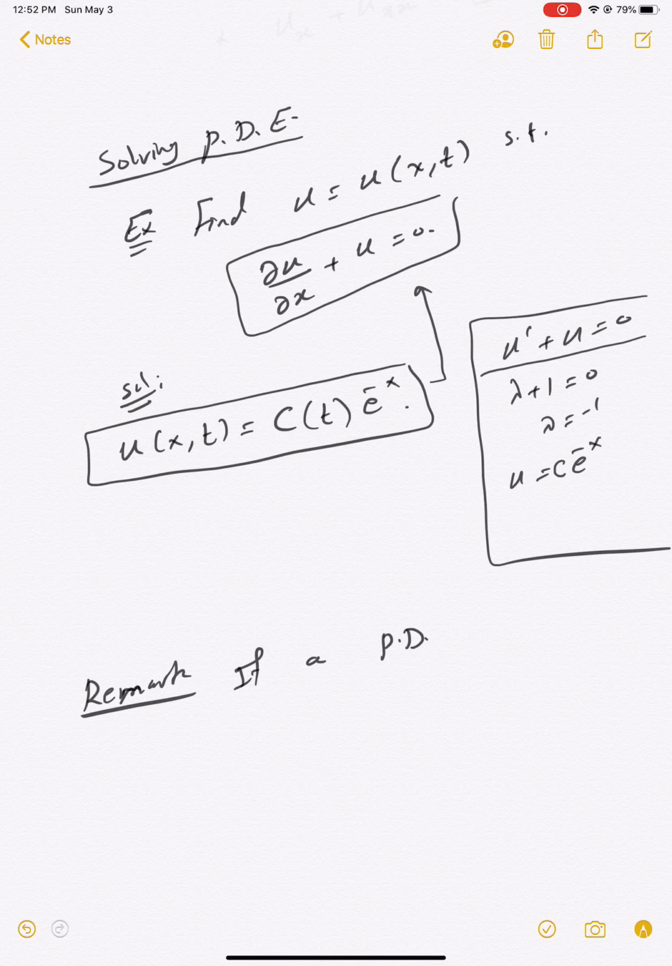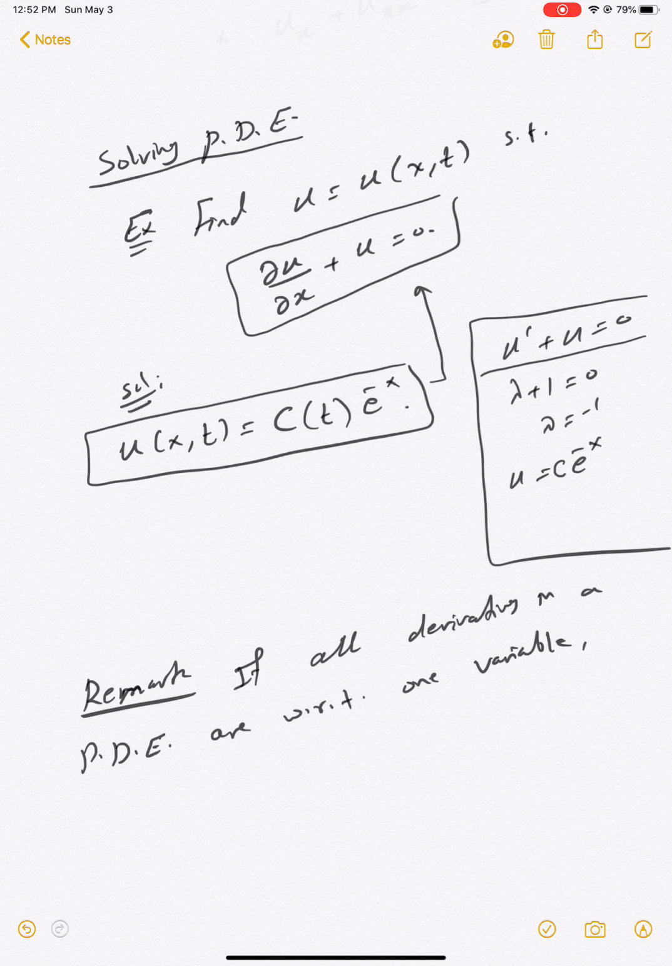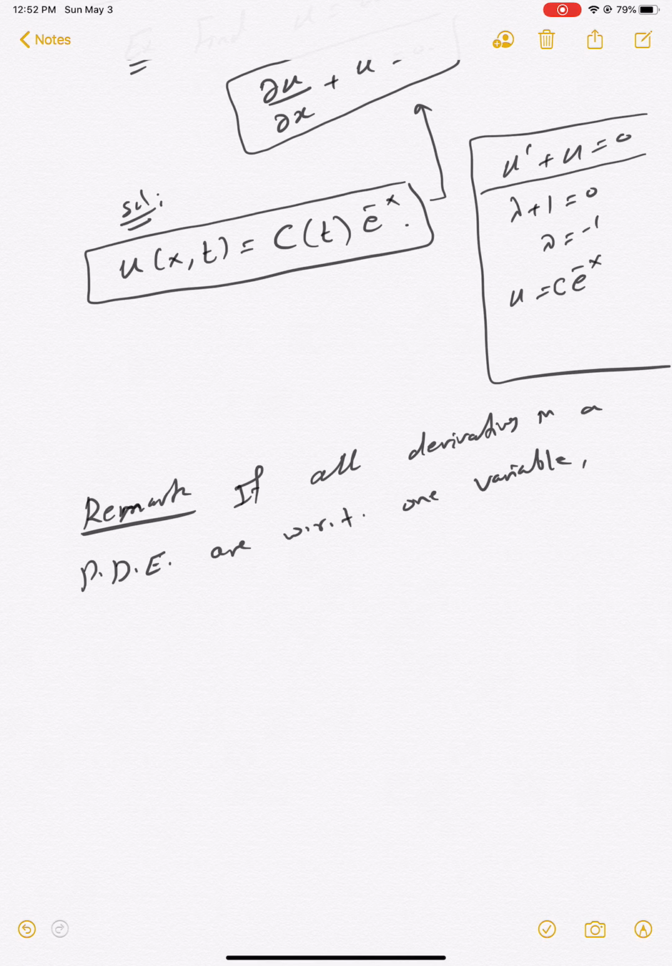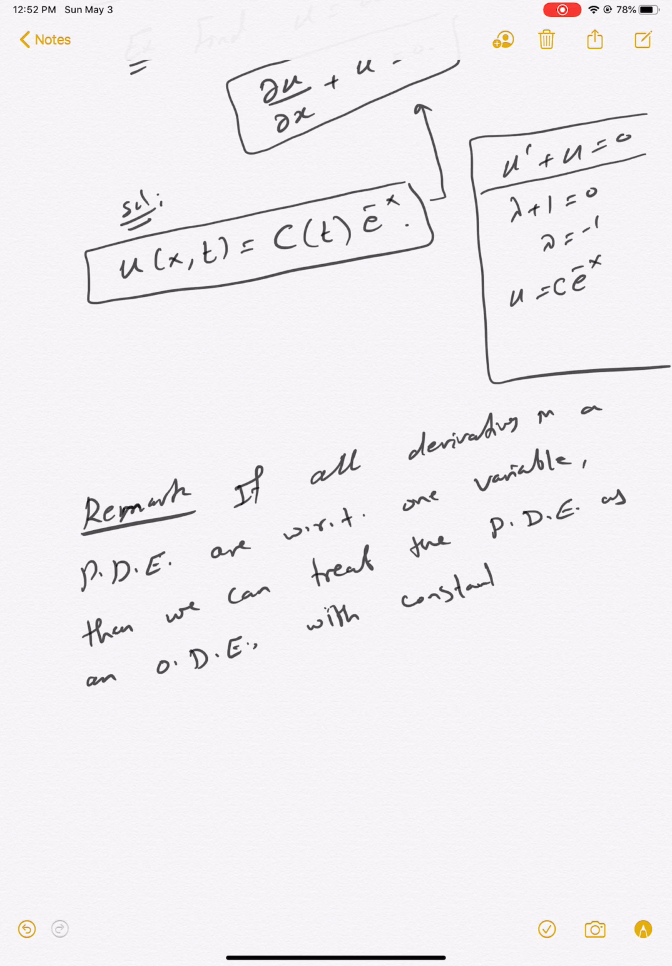So if all derivatives in a partial differential equation are with respect to one variable, like our example, we have the partial derivative with respect to x, we don't see the partial derivative with respect to t. In this case, we can treat the PDE as an ordinary differential equation with constants. Then the constants are functions in terms of the other variables.